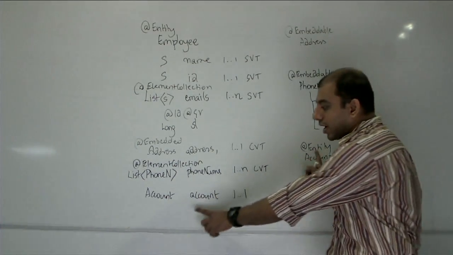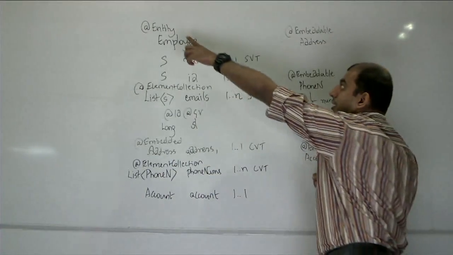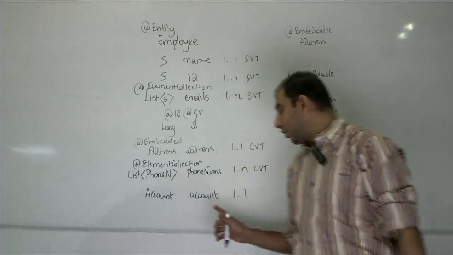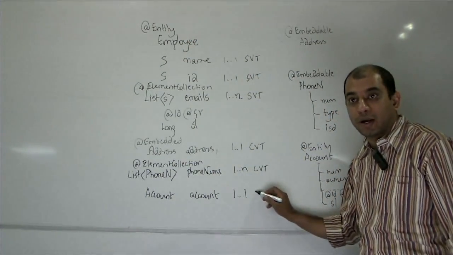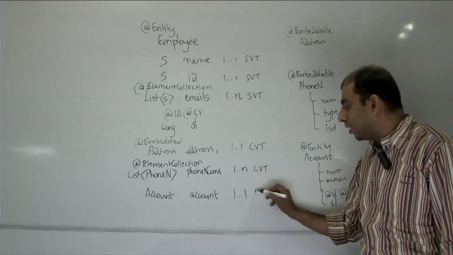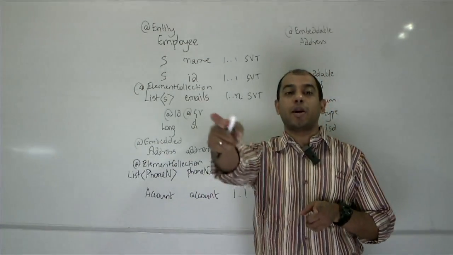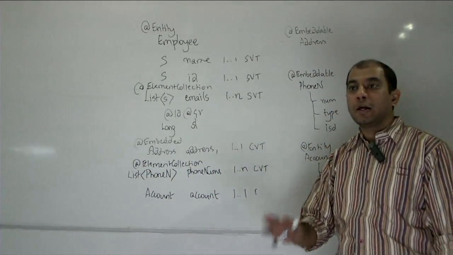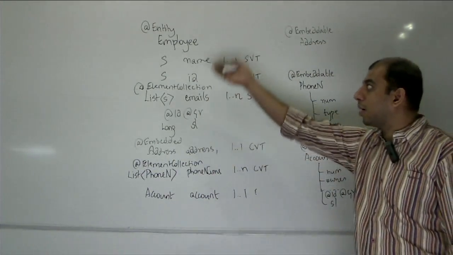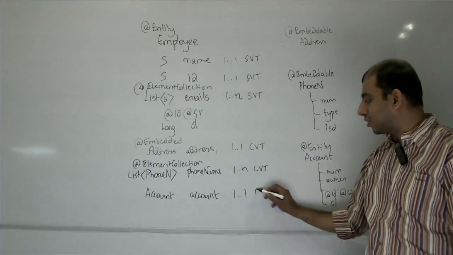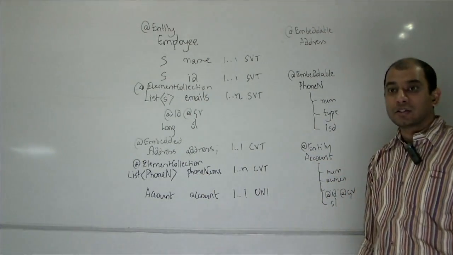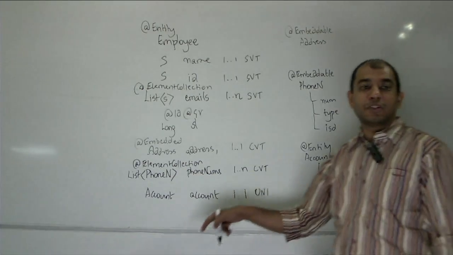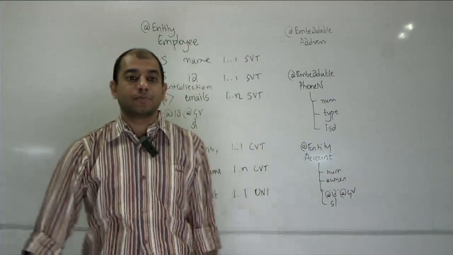Now tell me, what are we looking at? Entity to entity, 1:1, correct? And obviously what we need to ask when you have entity to entity is directionality. It could be uni, it could be bi. So let's imagine only employee knows about the account, that means it will become unidirectional. Everybody with me?